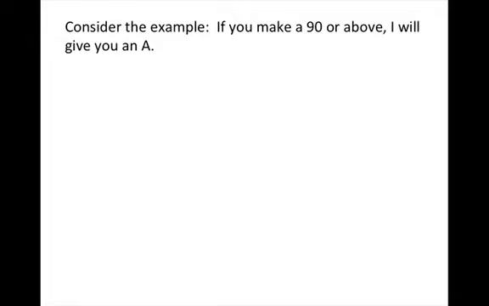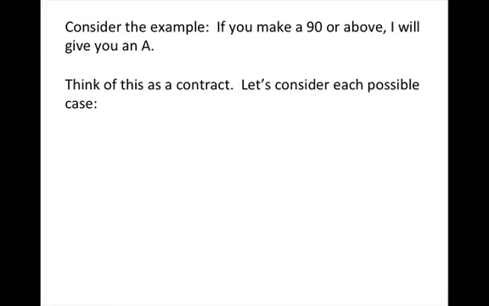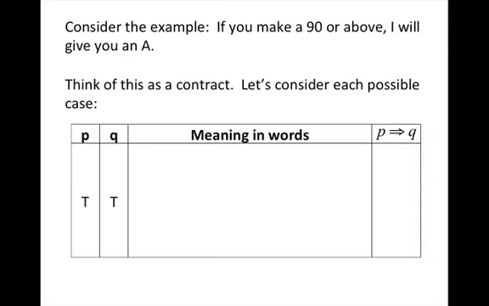So let's look at an example to better understand this. If you make a 90 or above, I will give you an A. Think of that as a contract that I'm making with you as your teacher. Let's consider every possible case. First, the P and the Q could both be true. P is the first statement, if you make a 90 or above. Q is the second statement, I will give you an A.